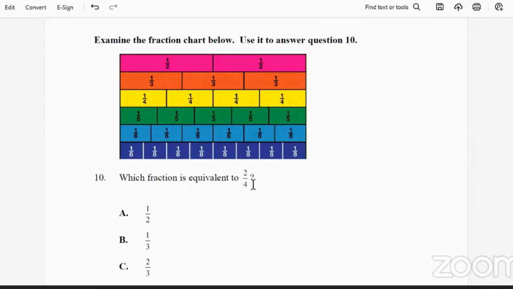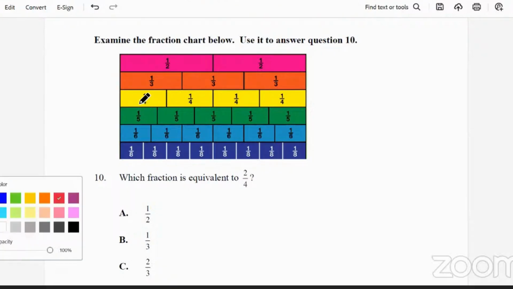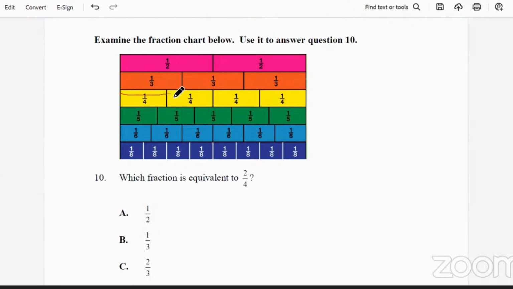But let us try to see. All right, so what is a fraction that is equivalent to 2 over 4? Now, if we look at the section that has 4s, this is just an example, then 2 out of 4 would be these 2 sections together, right? 2 over 4, okay? So 1 over 4 plus 1 over 4 gives us a total of 2 over 4.